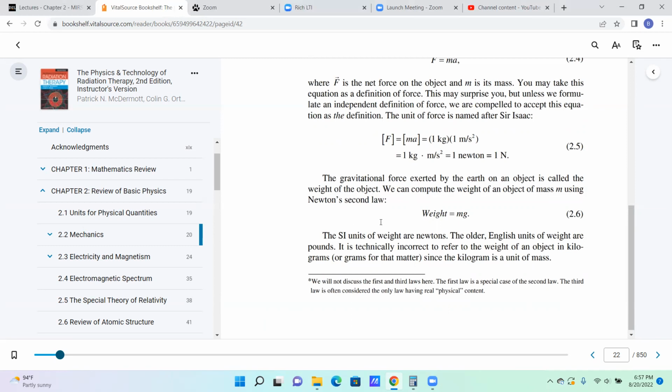And again, the SI units of weight, which is basically asking what the SI units of force are, are going to be newtons. The older English units of weight are pounds, and that's what we normally encounter. It is technically incorrect to refer to the weight of an object in kilograms, as that is referring to mass.